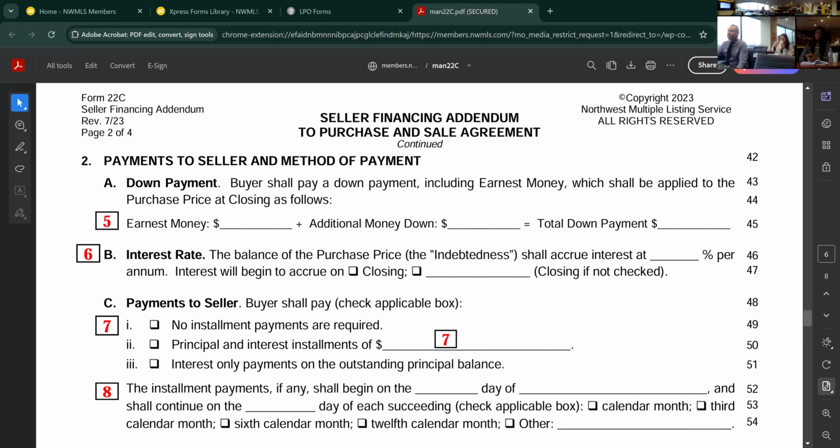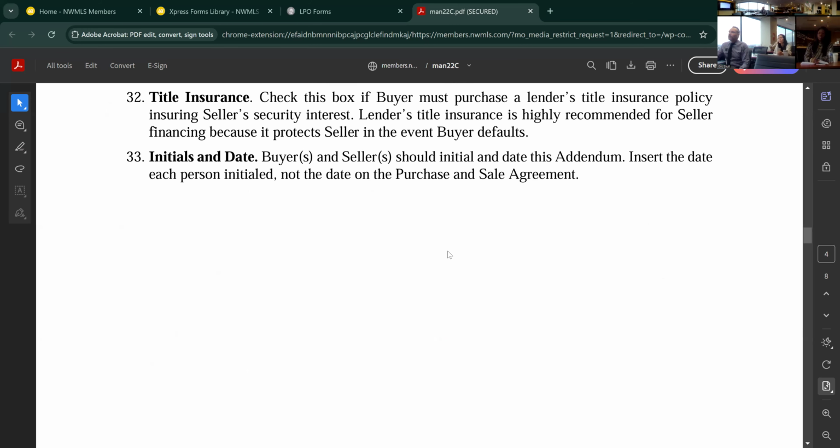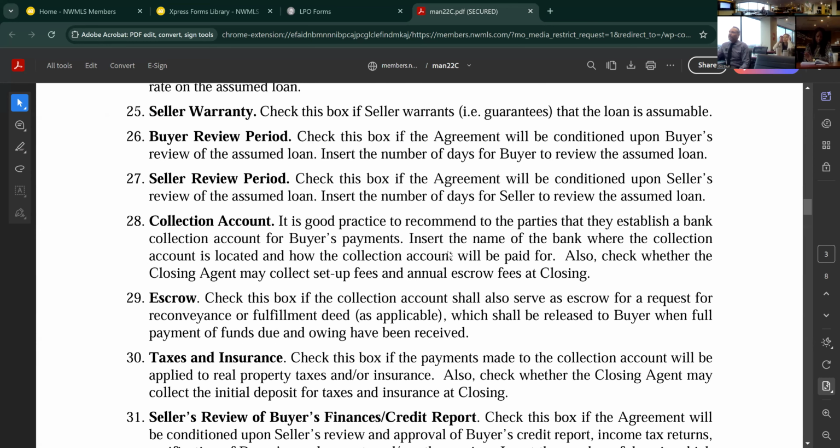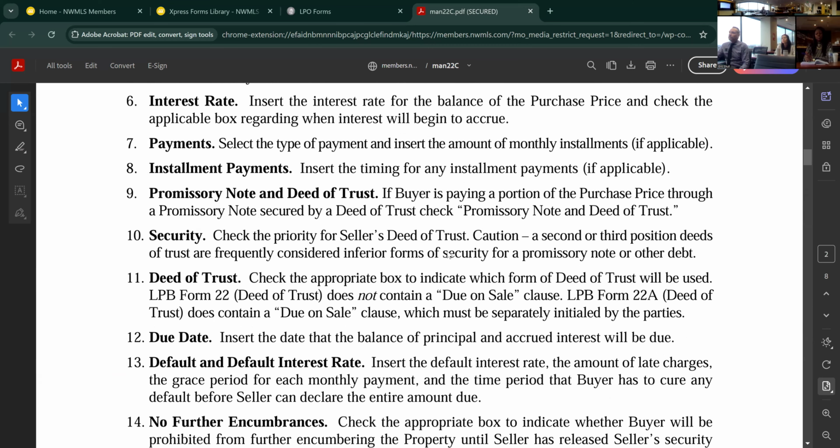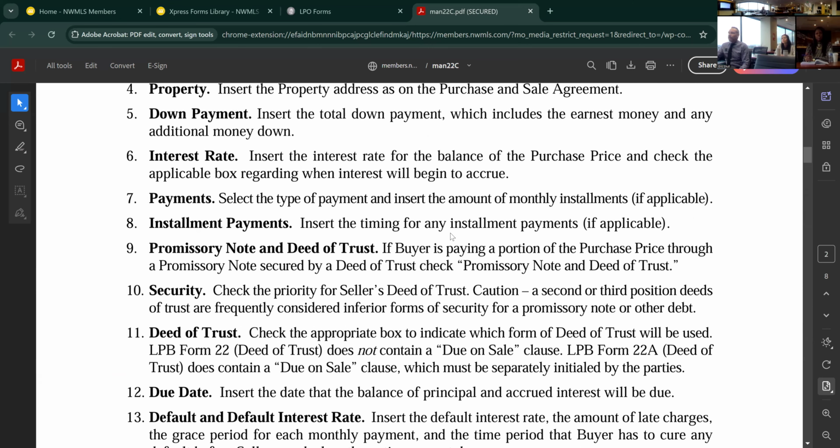All right, so payments to the seller, buyer shall check: no installment payments are required, or principal and interest installments of. So here's where you're deciding the actual payment. Select the type of payment, insert the amount of monthly installments if applicable. So deciding on what the payment's going to be.